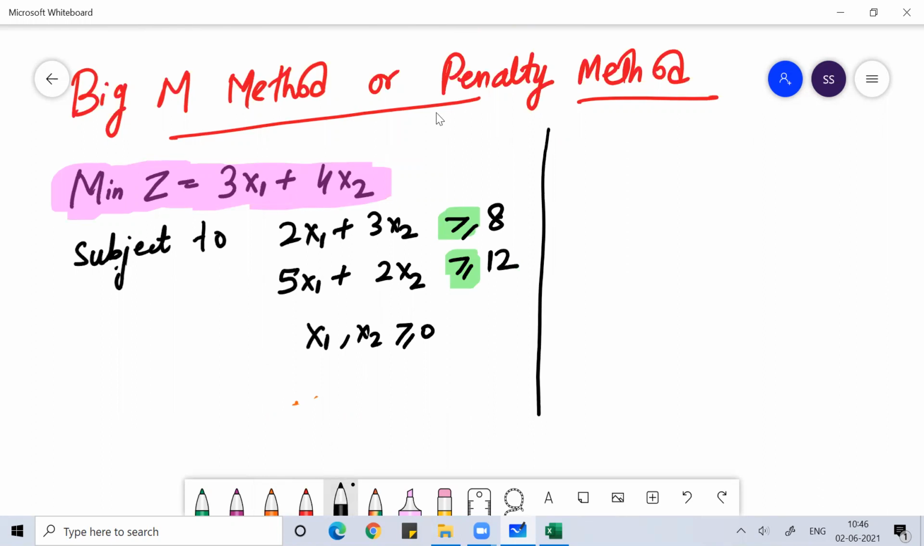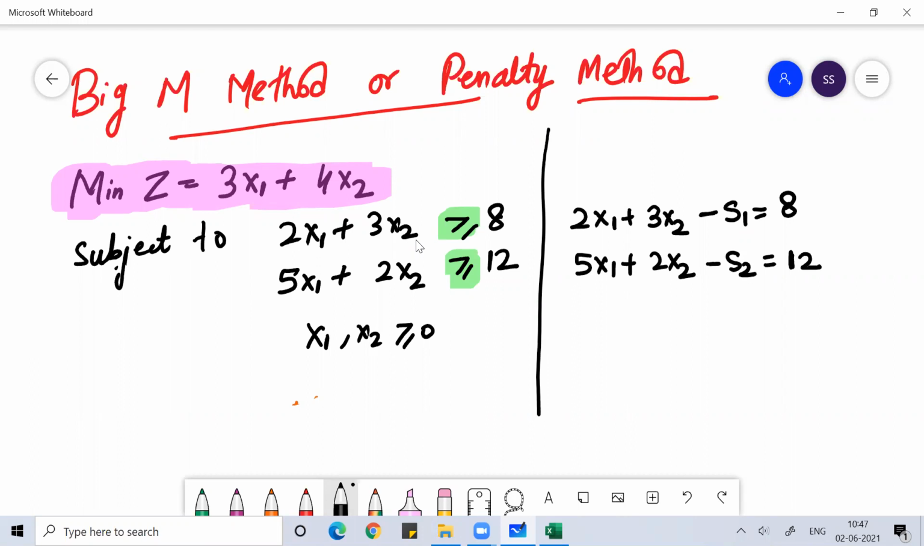Next, first let me write down the constraints. You have two constraints with greater than or equal to. The first is 2x1 plus 3x2 greater than or equal to 8. So guys, how will I make it equal? If I introduce a slack variable, it will be a negative slack variable, so that it becomes equal to 8. For the next equation, I write 5x1 plus 2x2 minus s2 is equal to 12.